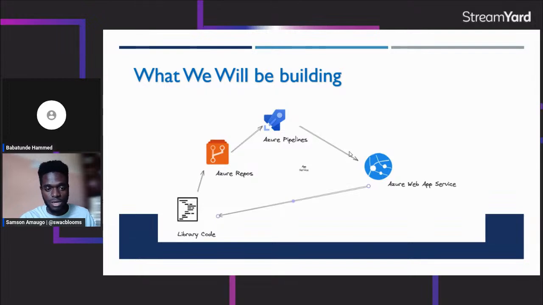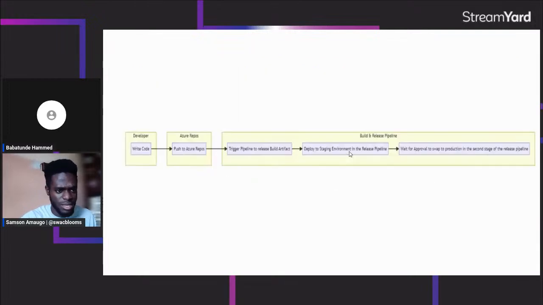Then, this is just a simple diagram of what we're going to be doing. We'll write code, push it to Azure Repos, and trigger the pipeline to release build artifacts. Then we deploy to the staging environment in the release pipeline, and finally, we wait for approval to swap to production in the second stage of the release pipeline. So this seems like a lot and a bit complicated, but we'll break it down as we get through this session. So let's get coding.